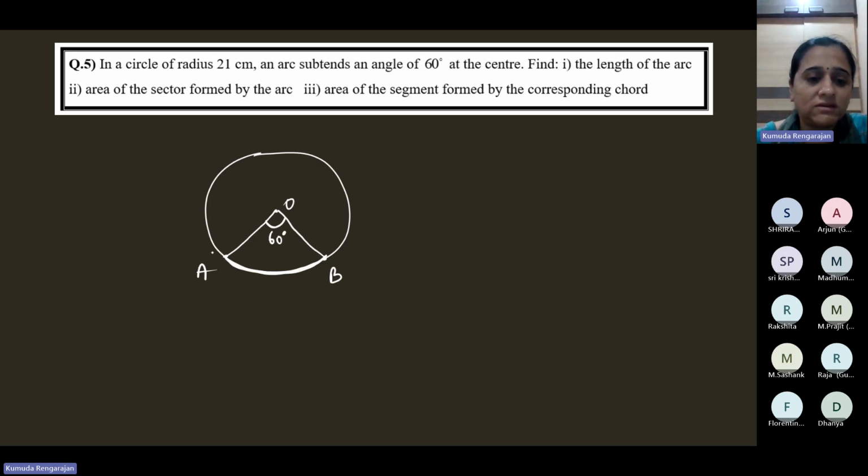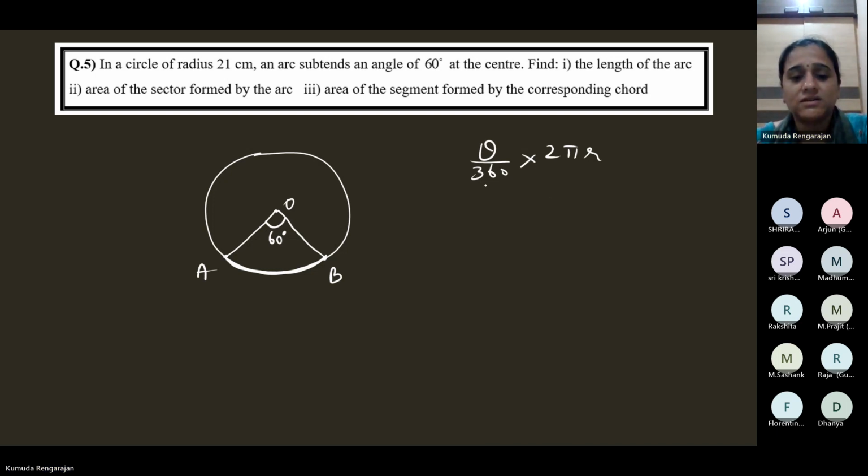Now we know that the length of this arc is a part of the circumference of the circle. So its length will be some fraction of 2 pi r. And so the formula: length of arc AB is equal to theta by 360 into 2 pi r. We understood this in the last class. So theta by 360, this fraction of 2 pi r, will give you the length of arc AB.